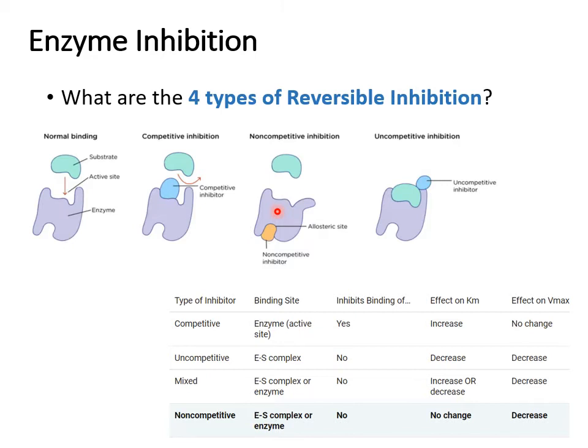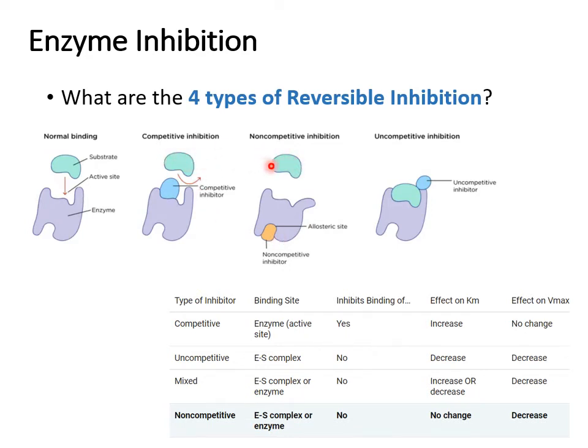If you're going to have an inhibitor binding and changing the shape of the enzyme, then you're going to have an effect on the binding of the substrate. The last form of inhibition is uncompetitive inhibition, which sounds like a joke, but it's real. That's basically a type of inhibition where the inhibitor can only bind to an enzyme substrate complex, not to a free enzyme.